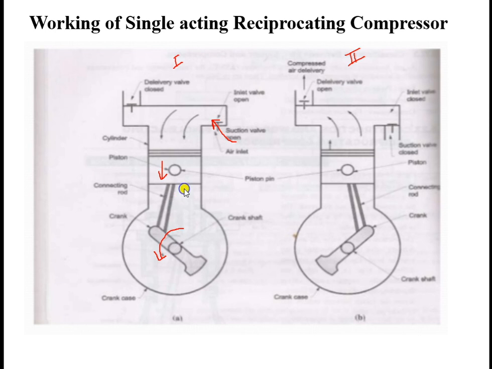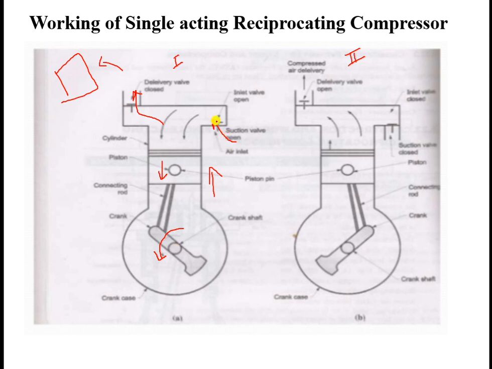This is for the half rotation of this particular crankshaft. In the other half rotation of the crankshaft, that is through another 180 degrees, this piston is moving in the upward direction, and the air inside this cylinder will be compressed. At that time this valve gets closed because the pressure has increased, and this valve gets opened, and the high pressure air will be delivered to the destination purpose, or to the receiver, whatever is available for the storage purpose. And until you stop the prime mover, this process repeats again and again.